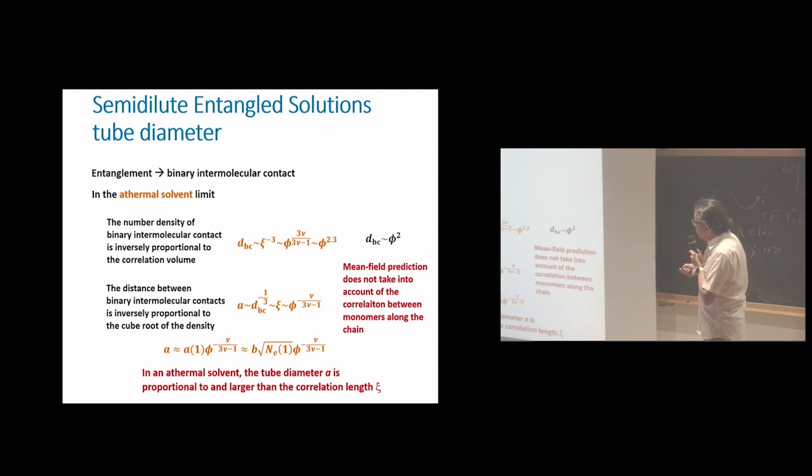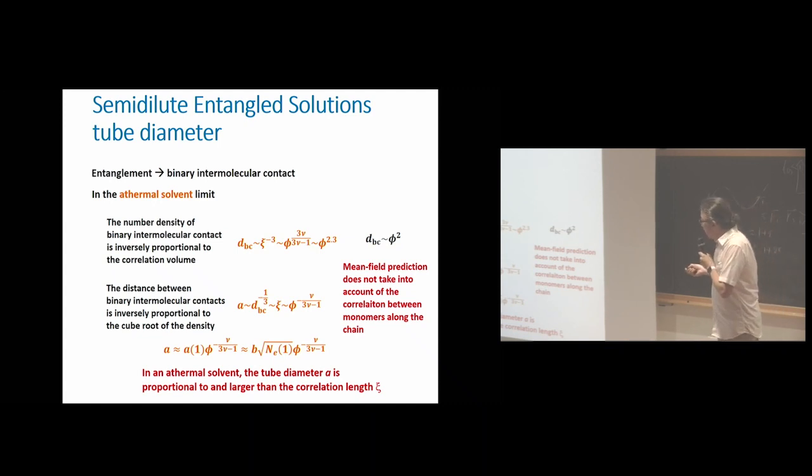We need to characterize the concentration dependence of this tube diameter. Entanglement means the binary intermolecular contact, so two chains touch. If we use mean field theory, chains are distributed homogeneously. In that case, the probability of contact, the number density of binary intermolecular contact, DBC, should be proportional to the concentration of these two components, the product of concentrations.